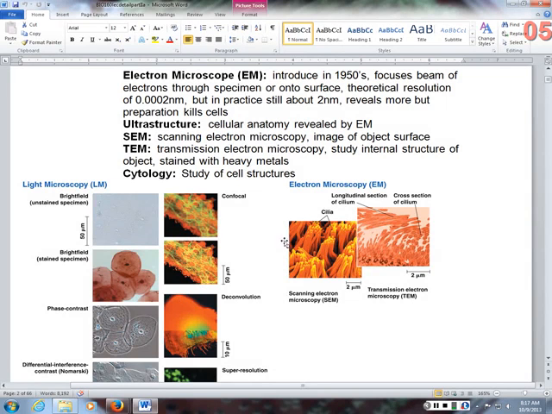So cytology is just the study of cells. This is showing the scanning electron microscope, showing cilia here, so you can see the surface of them. And so they're artificially colored this way. And then the transmission shows the slice right through the middle of them.